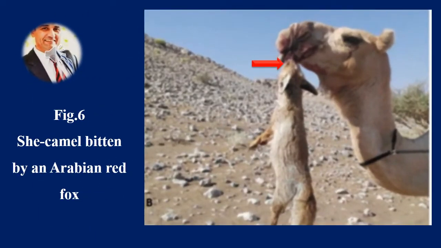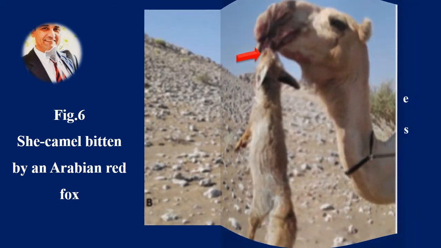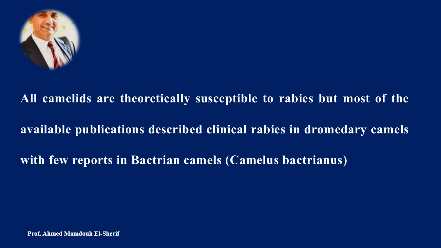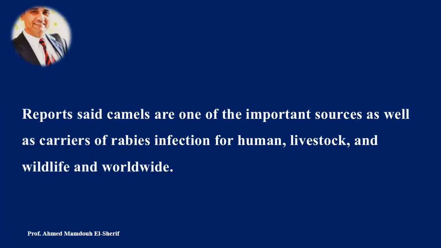This figure showed a she camel bitten by an Arabian red fox. All camelids are theoretically susceptible to rabies virus, but most of the available publications described clinical rabies in dromedary camels, with few reports in Bactrian camels, Camelus bactrianus. It is reported that camels are one of the important sources as well as carriers of rabies infection for humans, livestock, and wildlife worldwide.